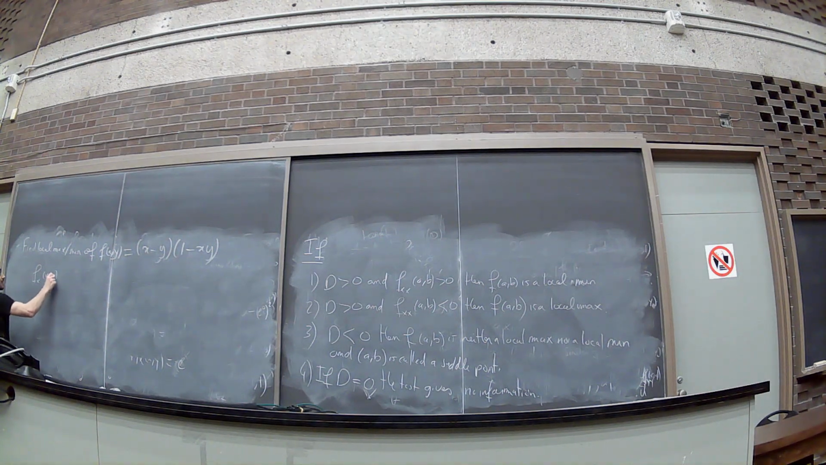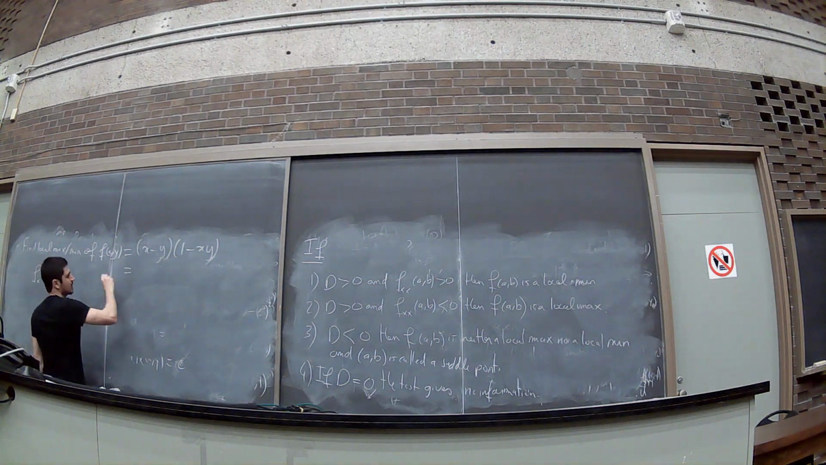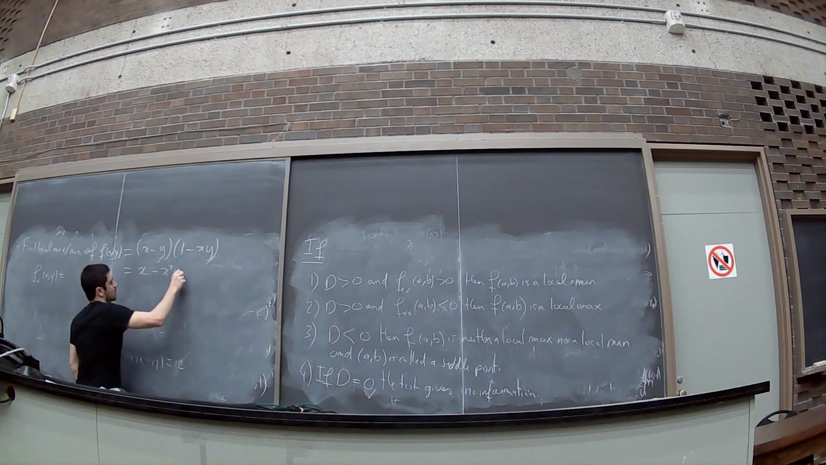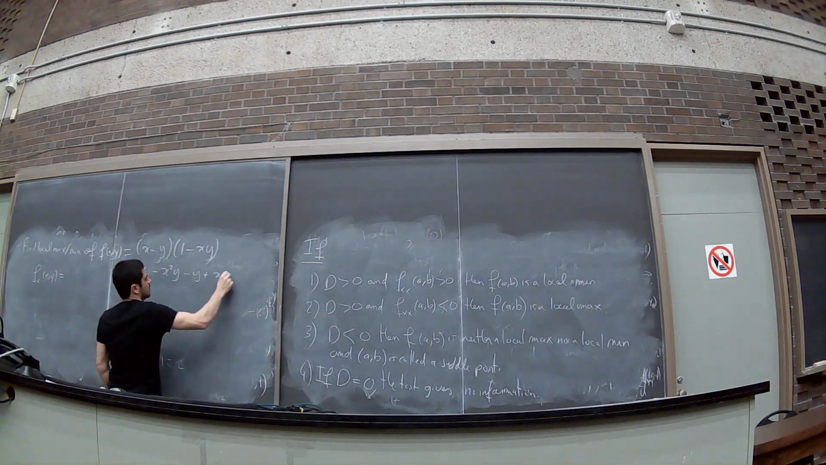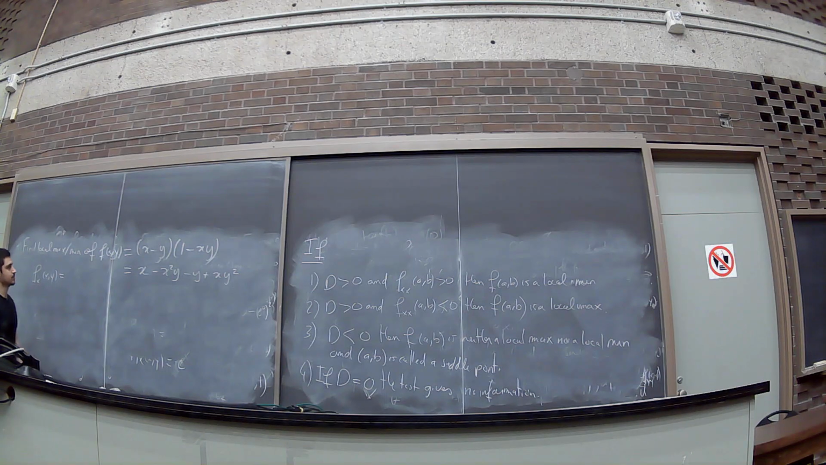f_x, f_y. So, I mean, you could expand that. It's not a bad idea to expand that. It's x minus x squared y minus y plus xy squared. Is that right? Differentiate with respect to x. What do you get? You get 1 minus 2xy plus y squared. Oh man, that's going to look bad. Is that correct? Okay, let's differentiate with respect to y.